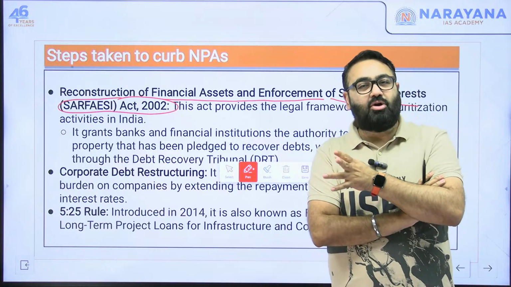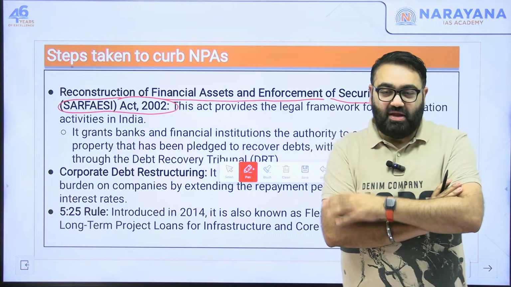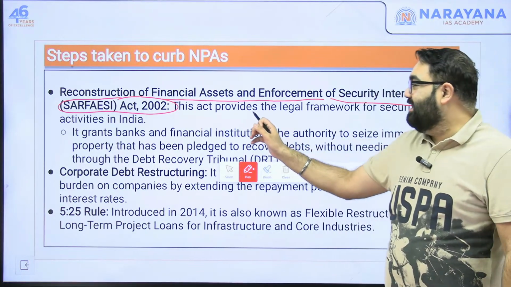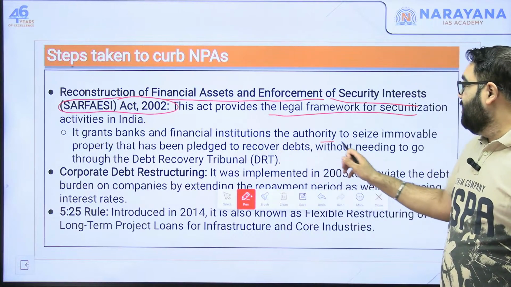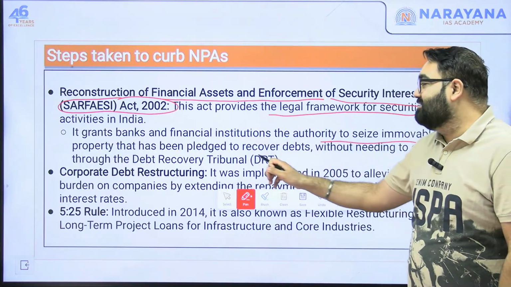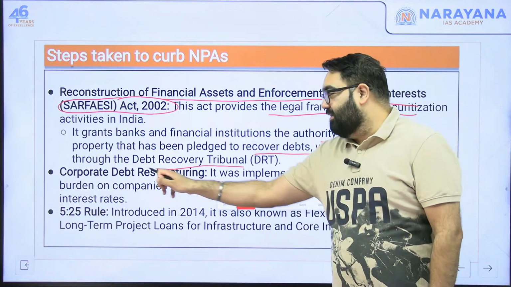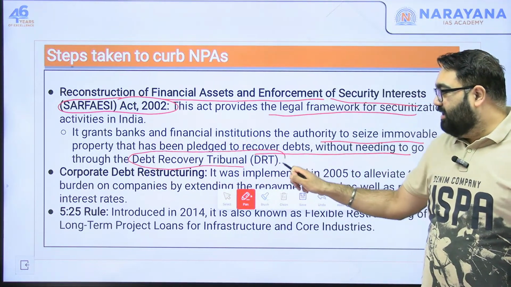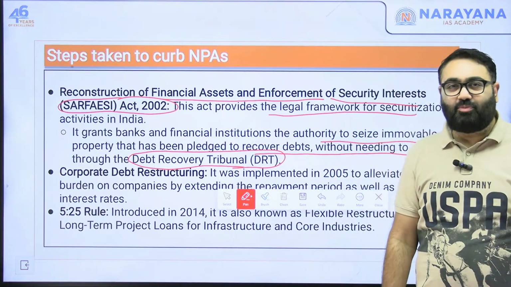Only when the courts allowed could the banks take the assets into their hand and sell. The SARFAESI Act, on the other hand, said that there's a legal framework which grants the banks the authority to seize the immovable property that has been pledged to recover the debt without needing to go to the debt recovery tribunal. Because earlier, what used to happen was, let's say you took a loan against property.